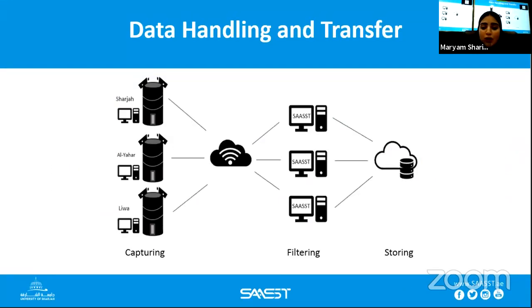Now we remotely connect to the three towers, as I mentioned earlier. We connect through three different stations at the academy to do the filtering process, because the cameras are used to detect and save any movement from any object. So we filter to make sure that we have only meteor files, and then we store them in the cloud.